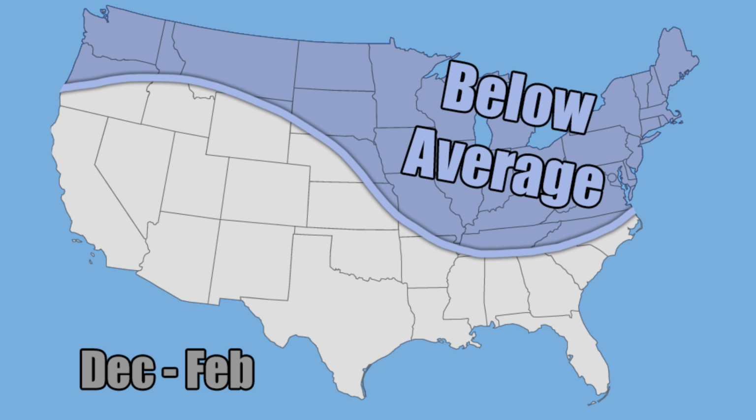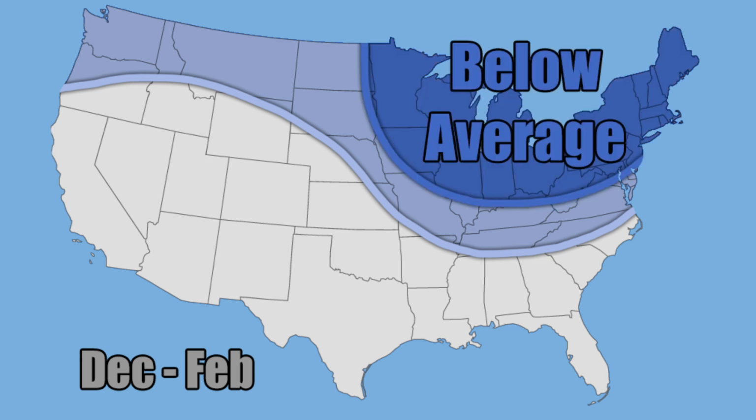So from the northwest, the northern plains, even the northern Rockies, down through the Midwest, the Great Lakes, the Ohio Valley, even the Tennessee Valley, and then through parts of the Mid-Atlantic and the Northeast, I'm expecting slightly below normal temperatures, and again, this is going from December to February.